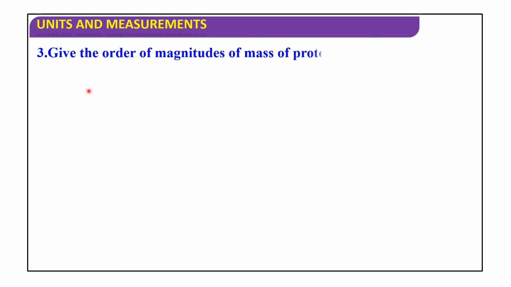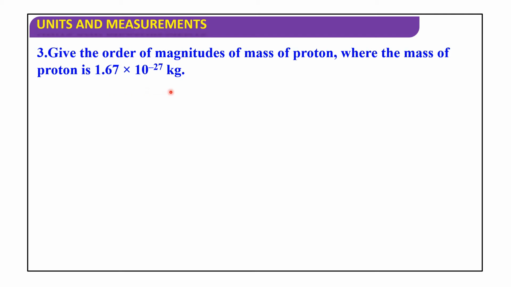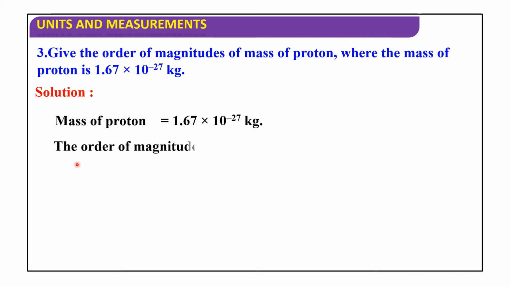Third one, give the order of magnitude of the mass of a proton, where the mass of a proton is 1.67 into 10 to the power of minus 27 kilogram. Let us go to the solution. Mass of a proton is given as 1.67 into 10 to the power of minus 27 kilogram. So the order of magnitude or nearest power of 10 is 10 to the power of minus 27 kilogram.